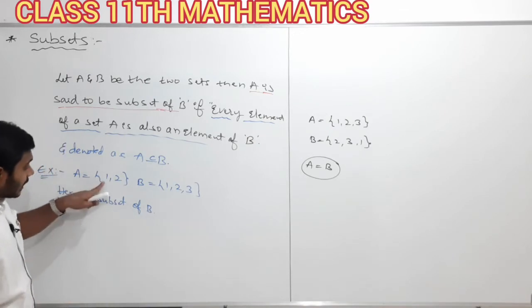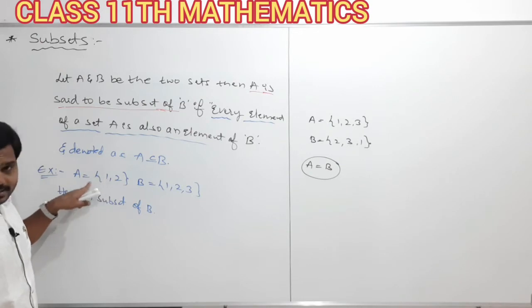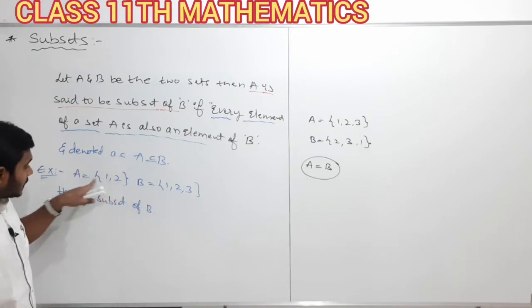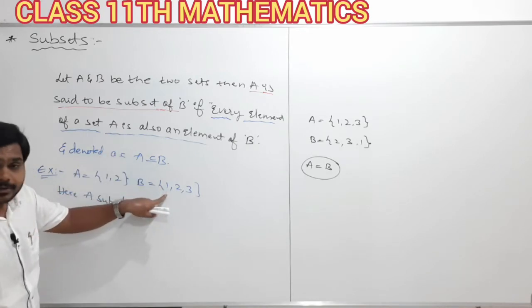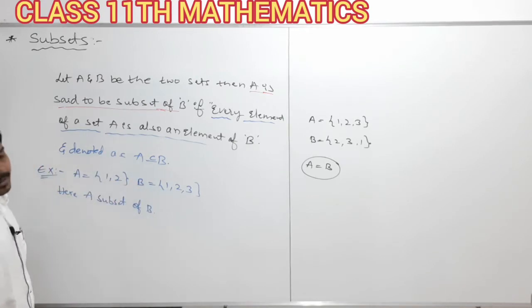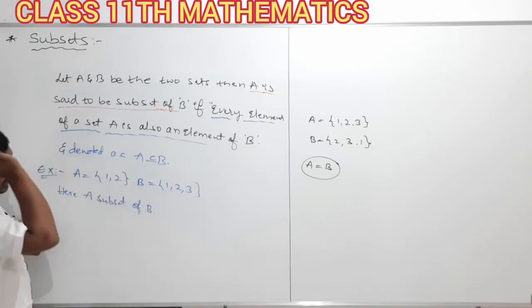Why? 1 is an element in the set A, and the same element is also in the set B. 2 is here, and 2 is also in the set B. So therefore we can say A is a subset of B. So why is A a subset of B, my dear students? What is the definition we have?